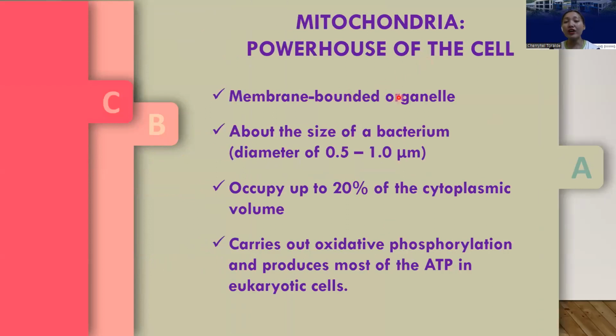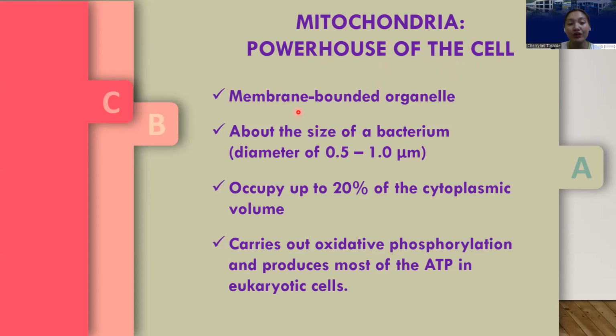So, we are always familiar with the function of the mitochondrion, which we call the powerhouse of the cell, because it produces the ATP that is needed by the cell, because it is the energy currency of all living things.